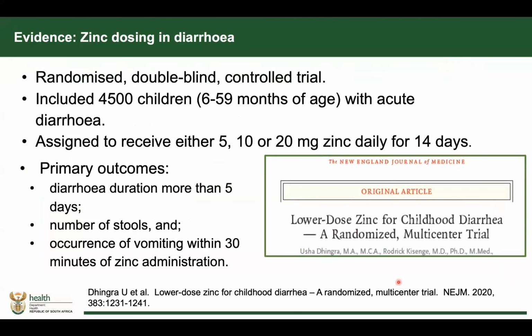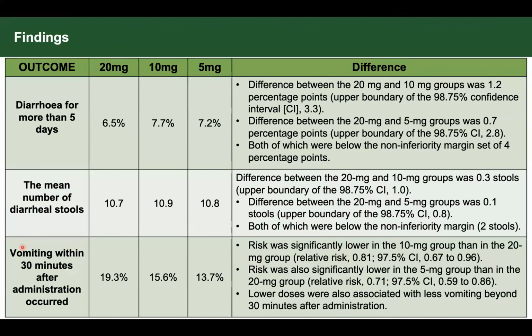But an article published recently in the NEJM did a randomized controlled trial which tested various doses of zinc. They tested 4,500 children, randomized them to three arms, either to receive 5, 10, or 20 milligrams of zinc, and these were the outcomes. So there were outcomes in terms of the diarrheal illness, so the duration as well as the number of stools, and then there was a safety outcome as well. So this is a very complicated slide, but I'm just going to summarize it for you quickly.